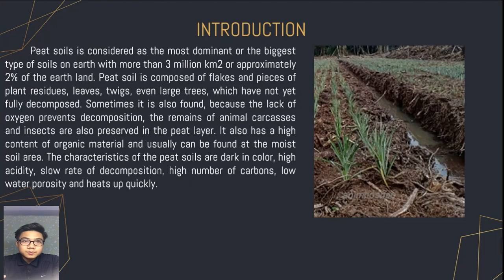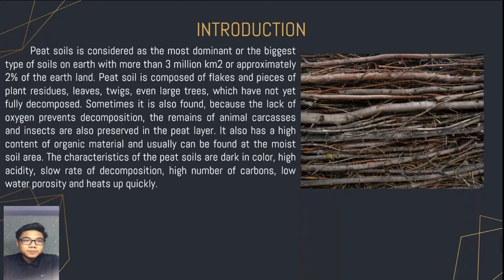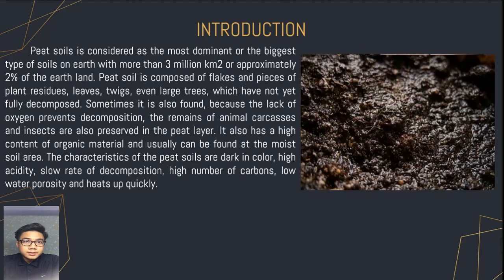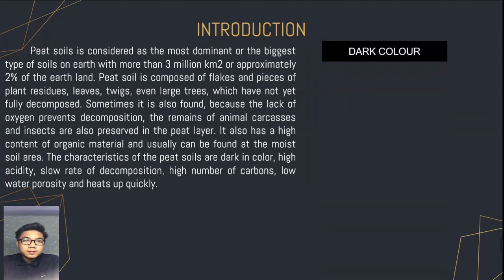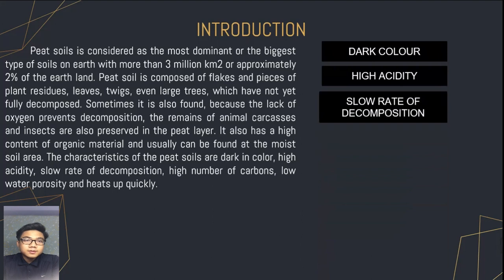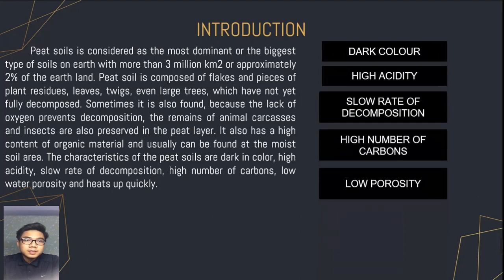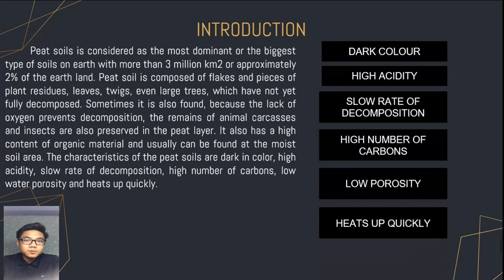Peat soil, which is our topic, is considered the most dominant type of problematic soil. Peat soil is composed of flakes and pieces of plant residue, leaves, twigs, and even large trees, which have not yet fully decomposed. It is found where lack of oxygen prevents decomposition. It has a high content of organic material and can usually be found in moist soil areas. Its characteristics are dark color, high acidity, slow rate of decomposition, high carbon content, low water porosity, and it heats up quickly.